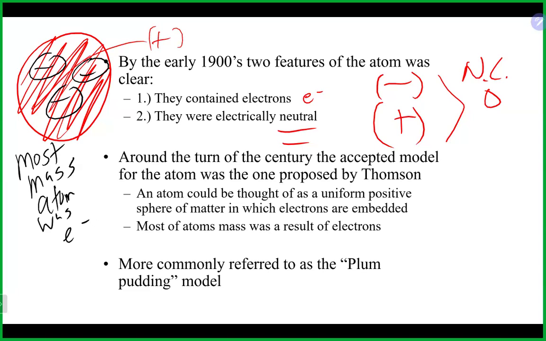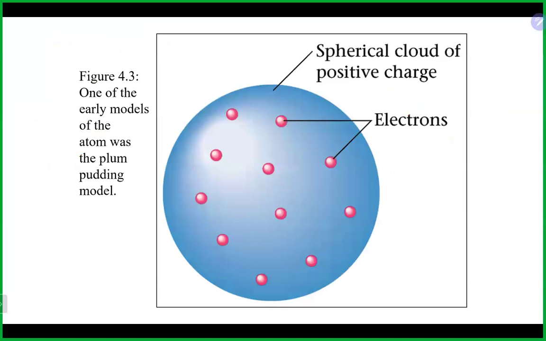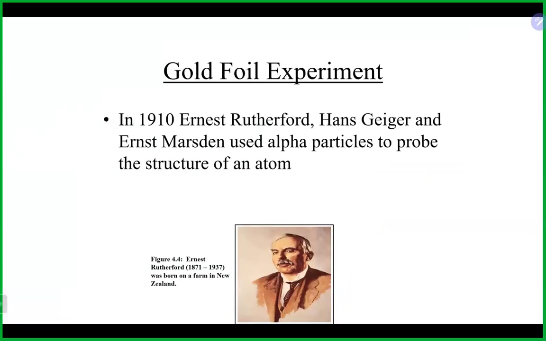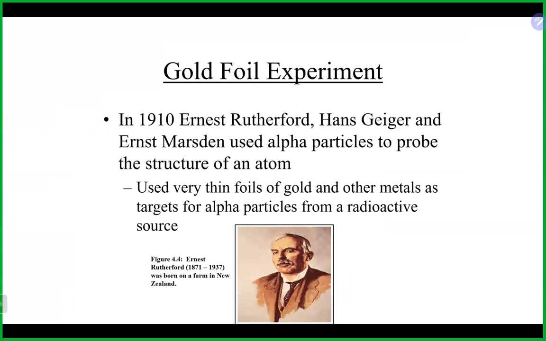This was the accepted model of the atom based on the early work done with these experiments. The idea was, I know there has to be some type of positive charge, so I think my positive charge is just spread out all over. A much better picture of that is something like this. Again, the blue represents the positive charge, and our electrons are embedded inside. That's the plum pudding model, which you do need to know, what it looks like and what things represent. This was the accepted model of the atom until the next major experiment came along that really helped us better understand the atom.